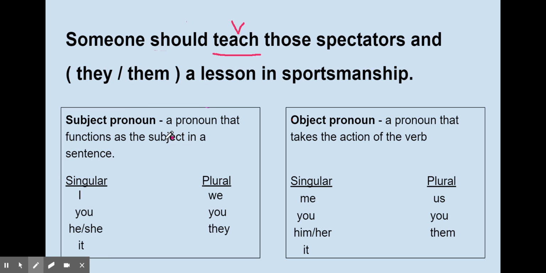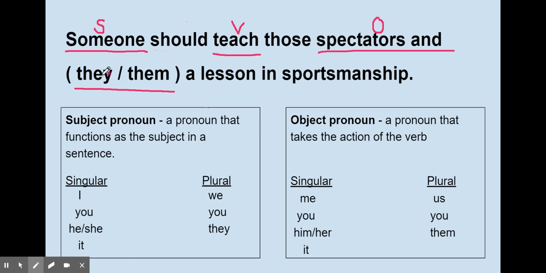Who is doing the teaching? Who's doing the verb? That's my subject. Well, as of right now, it just says someone. We know that's one of those indefinite pronouns, right? So someone is my subject. And what is my object of the sentence, right? Who is the people or the group that should be taught, or receiving the action of this teaching? Well, that would be the spectators and blank. So that's the object of my sentence.